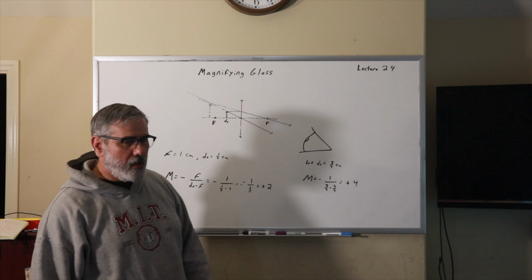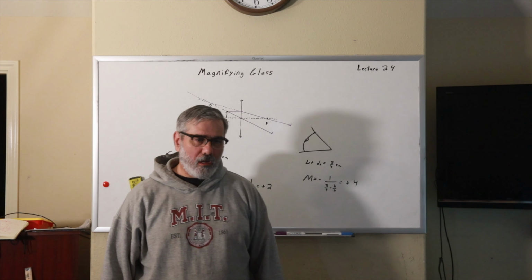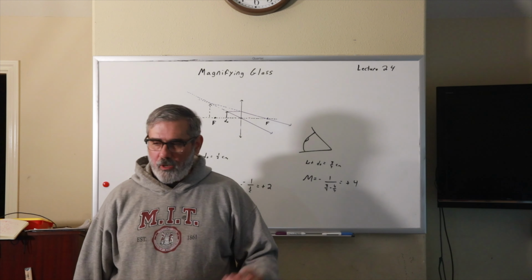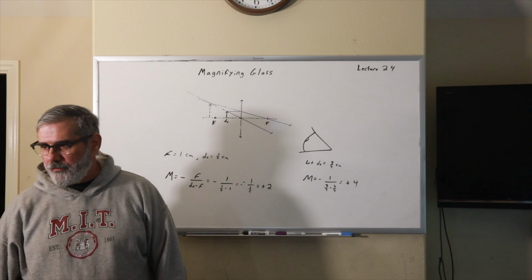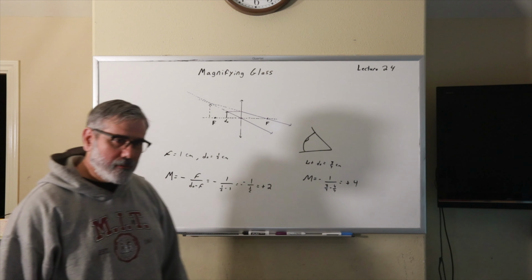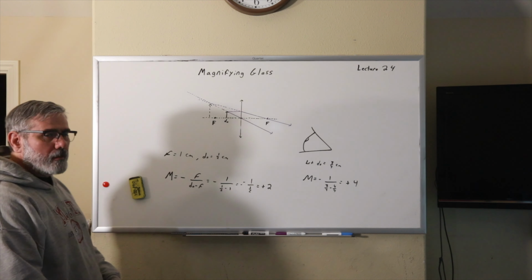And this can only be done with converging lenses. We're not going to talk a lot about diverging lenses, with one exception, which we'll talk about when we talk about different types of eyesight, when we talk about farsightedness and nearsightedness. Okay, that's it for this one.